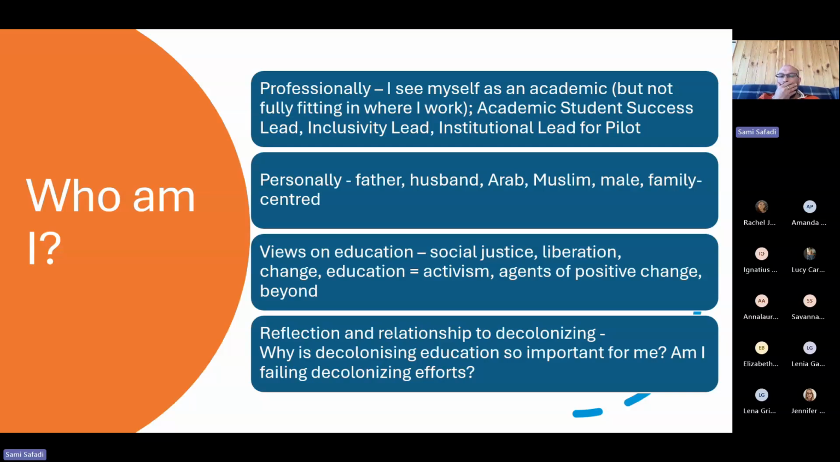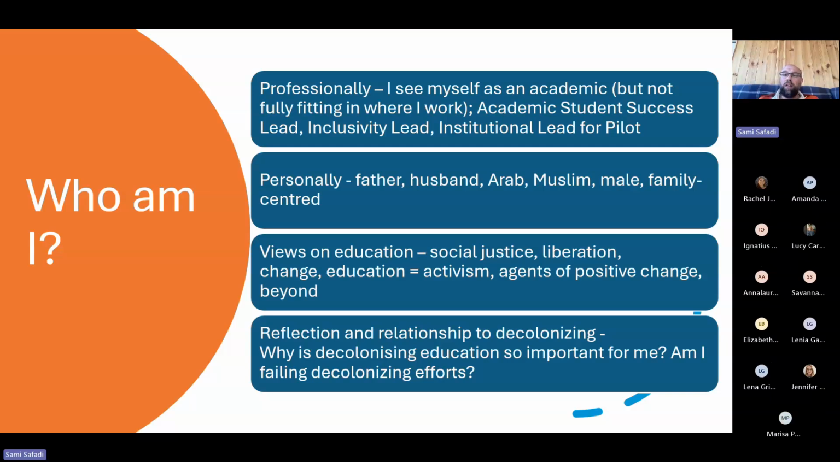Professionally, I see myself as an academic, but I work in a business school, but I'm not a business academic. My academic background is in education, learning and teaching. I'm the academic student success lead in the business school. I'm also an inclusivity lead, and then I am currently an institutional lead for the pilot of the decolonising e-course and resource that I've developed.